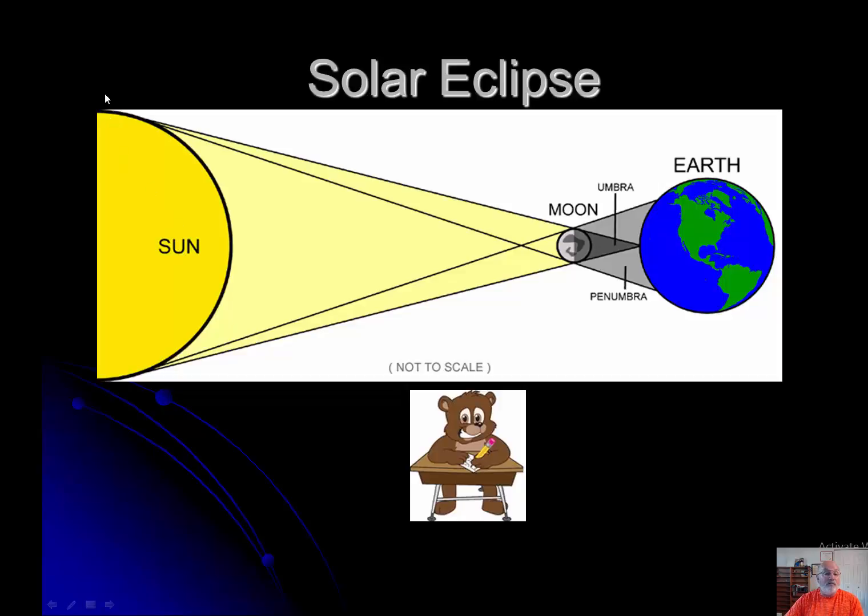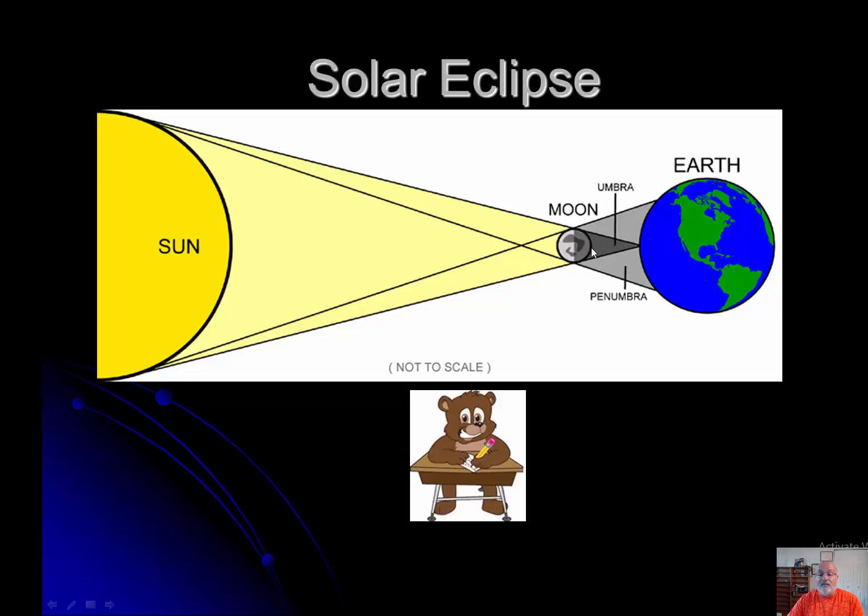But the way you draw this is you draw a sun, and then you draw a line from the top of the sun to the top of the moon, touching the Earth, and you draw a line from the bottom of the sun to the bottom of the moon, and then the top of the sun to the bottom of the moon, and the bottom of the sun to the top of the moon. And what that does is it actually shows you where the sunlight is not visible.